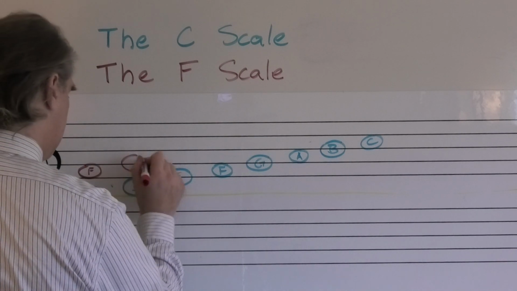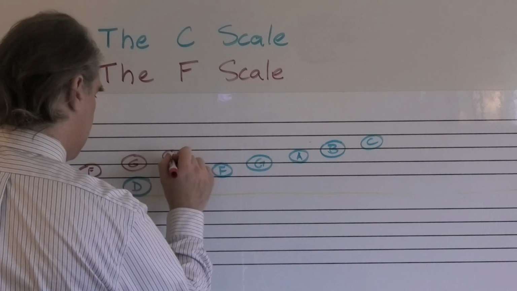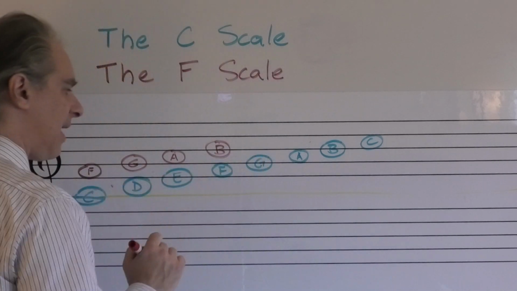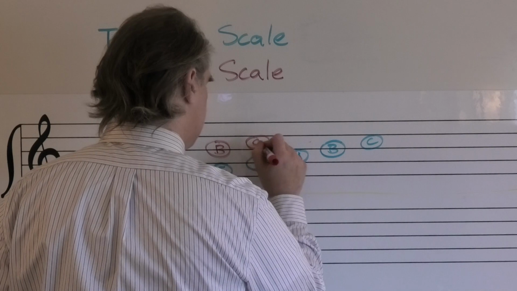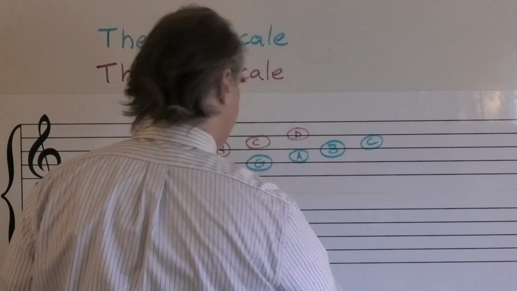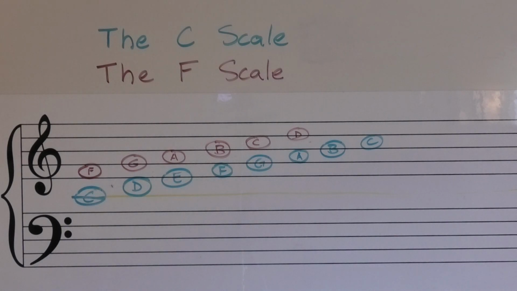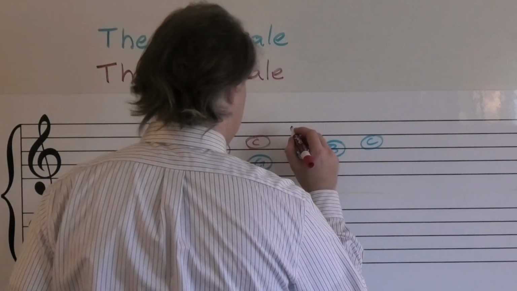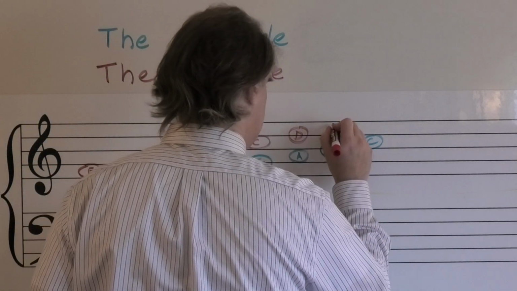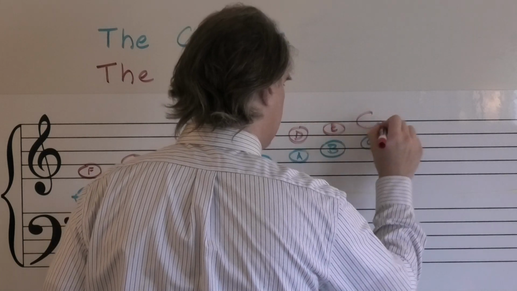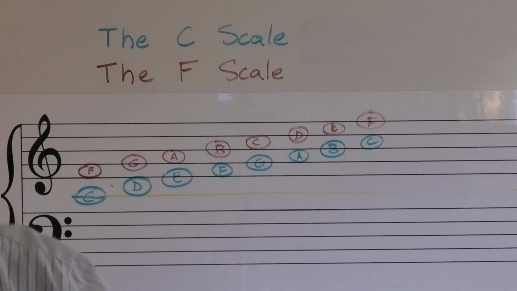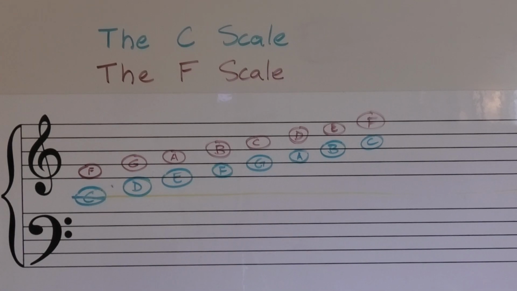F, G, A, and for now we'll say B. It's a B flat, but we'll say B. C, D, E, F. So the red notes are the F scale, and the blue notes are the C scale.